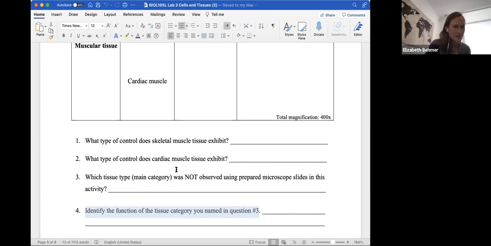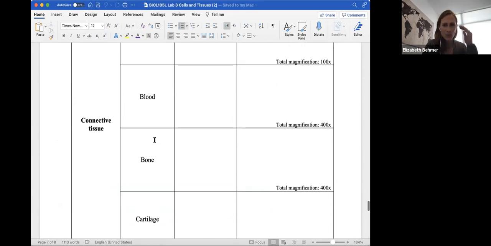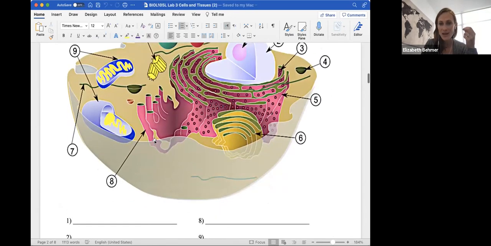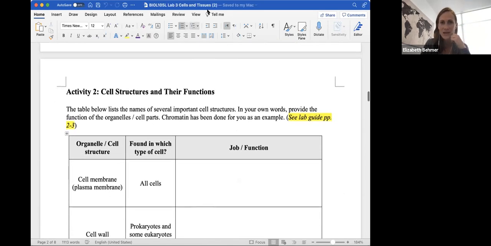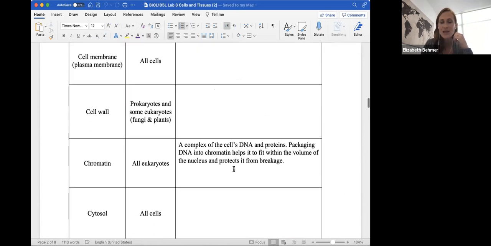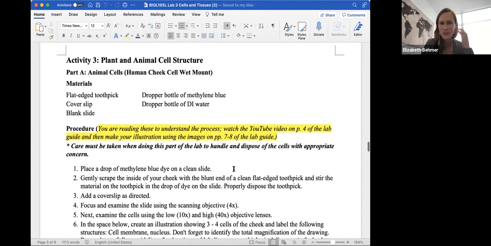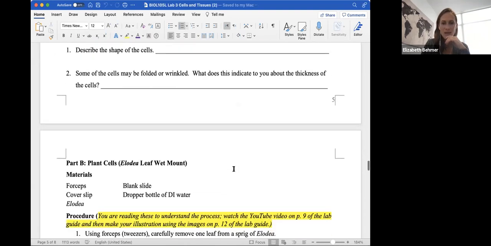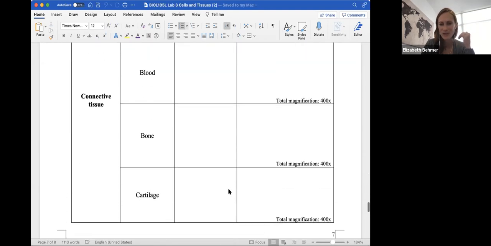That brings us through a really brief introduction to this lab. But again, you'll spend time working through the tutorials on the cell to help you label the cell and then describe all of the jobs and functions of each of the organelles and each of the cell types. Then you will work through the plant and animal cell structures that the lab guide takes you through. And then you'll go over identifying these different tissue types in the different pictures.